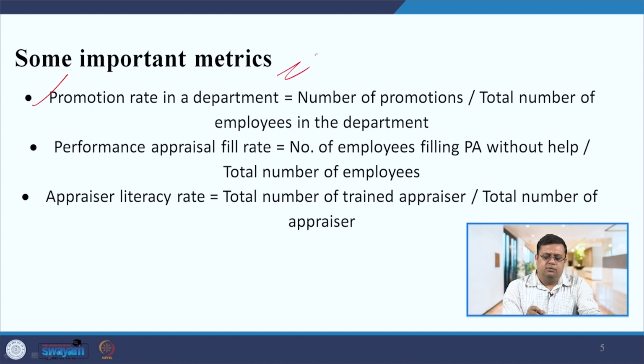So, let us assume 5 employees got a promotion and there are 15 employees. Out of 15, 5 got the promotion. So, now you can calculate the rate.